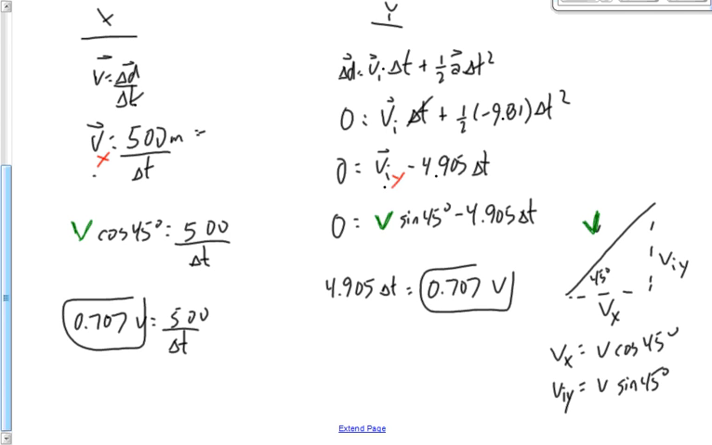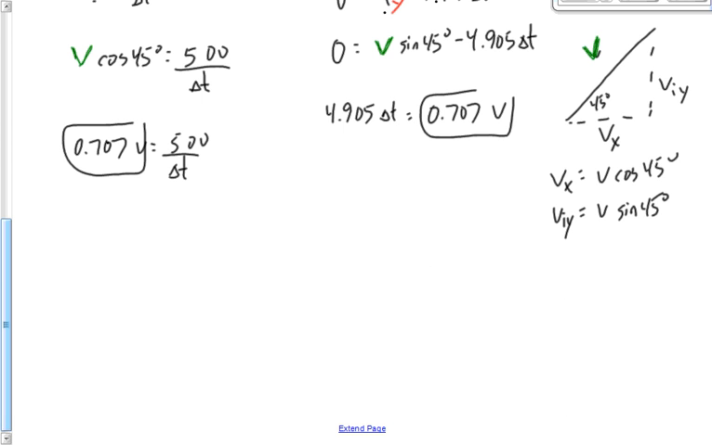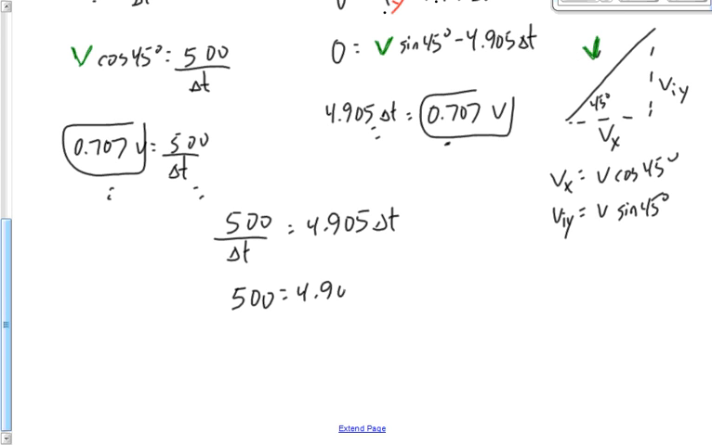If 0.707V is equal to 500 over t, and it's also equal to 4.905 t, then let's set them equal to each other. Let's say 500 over t is equal to 4.905 times t. See what I've done there? If these two numbers are exactly the same, then these two numbers have to be exactly the same as well. Now I can rearrange this to solve for t. 500 is equal to 4.905, and this t goes up by multiplying times t squared.